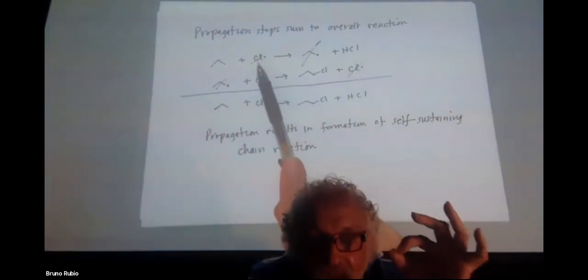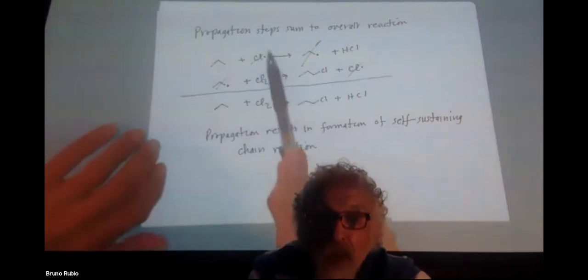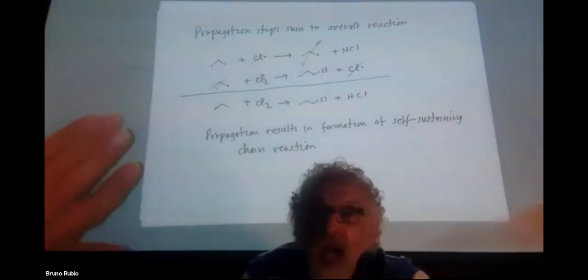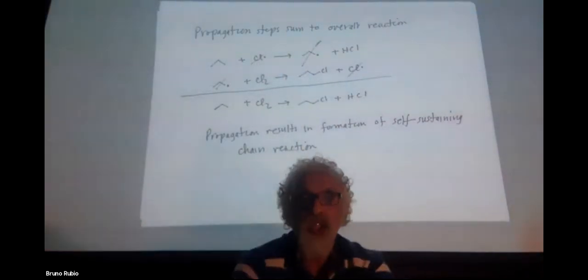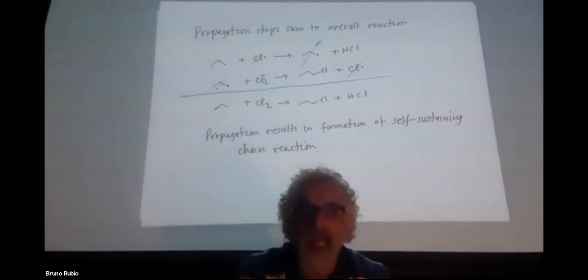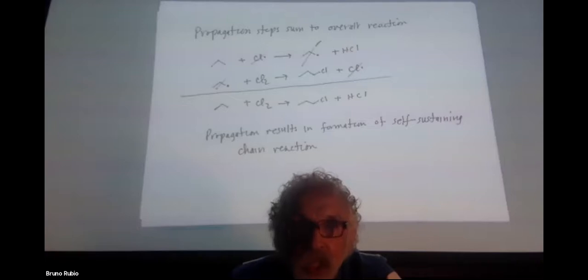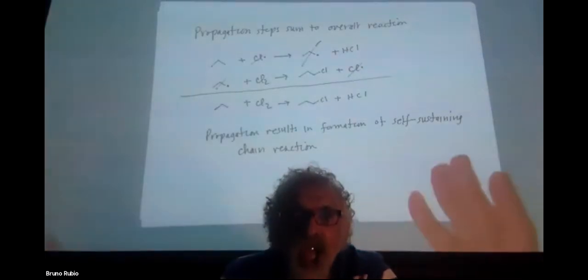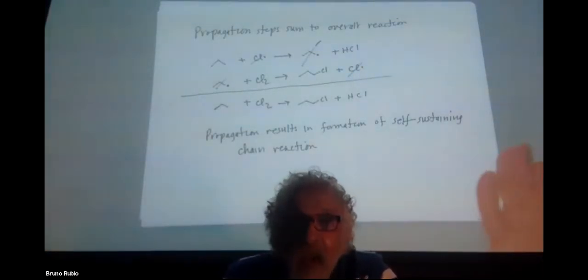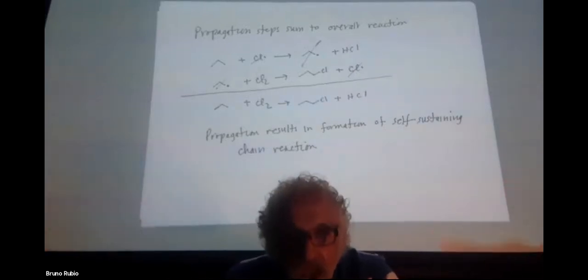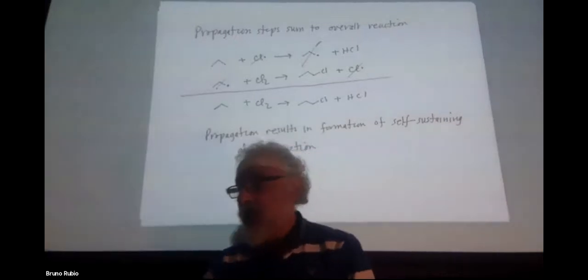Initiation provided very few Cl dots, but once the propagation steps take over, now it's a runaway chain reaction, because the Cl dot that is needed to get the reaction going is created by the propagation steps. That's why initiation doesn't have to happen to every single Cl2 molecule. That's why only 13 in a billion have to react, because when propagation begins, propagation is going to create more Cl dot.